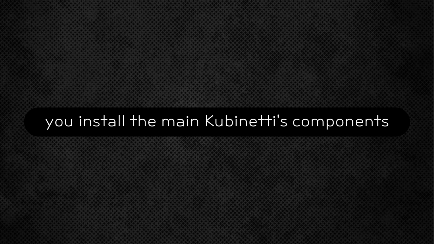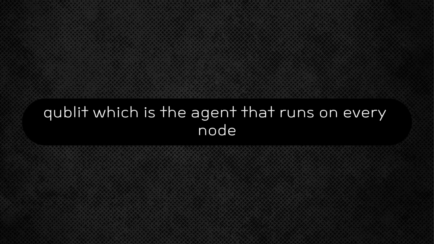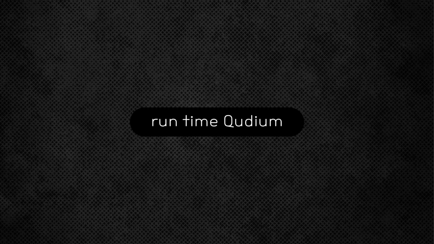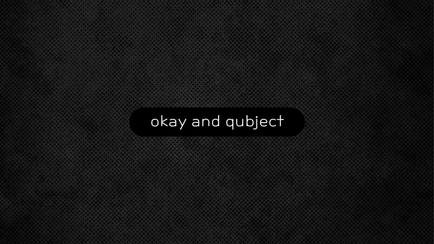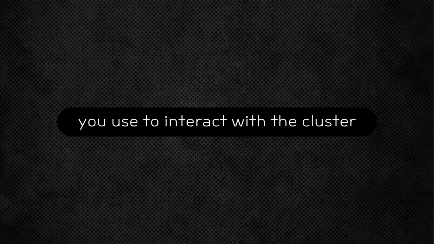What's next? After that, you install the main Kubernetes components: kubelet, which is the agent that runs on every node and talks to the container runtime; kubeadm, which is the tool we'll use to bootstrap the cluster; and kubectl, the command line tool you use to interact with the cluster once it's running. The essential K's trio. Yep.